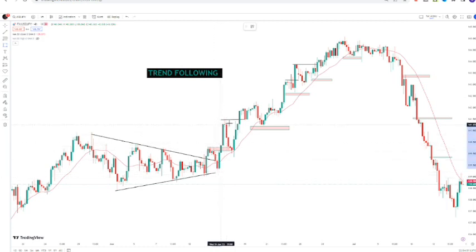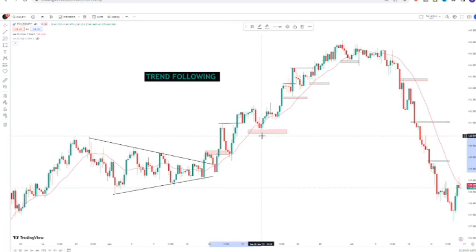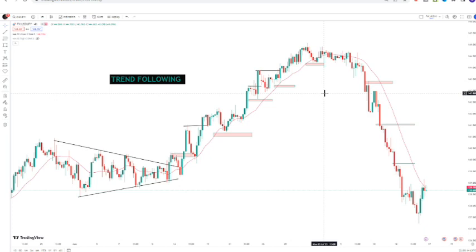Then once I have another break of structure and return, I will do what? I'll place my order. I'll place my stop loss within this zone. Then if I have another break of structure, I'll place my stop loss within this zone, and so on and so forth. So where will I get out from the trade?